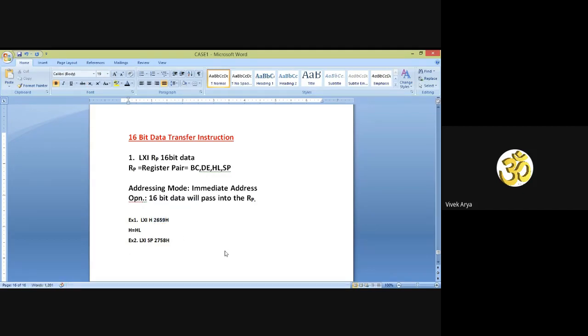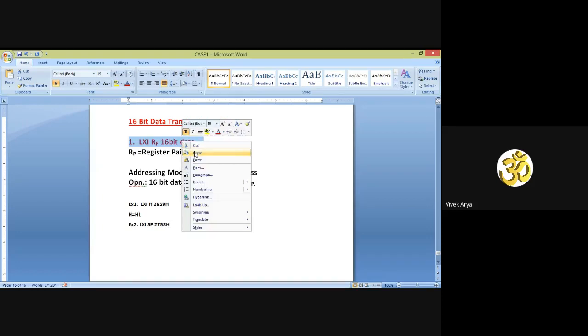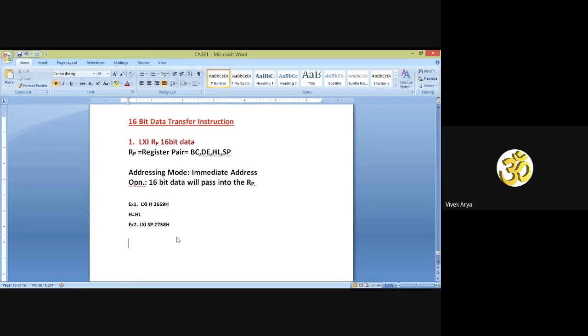Now we are moving towards the second instruction of the 8085 microprocessor. I'm changing the color for this instruction. The second instruction is LXI SP, 16-bit number or data.